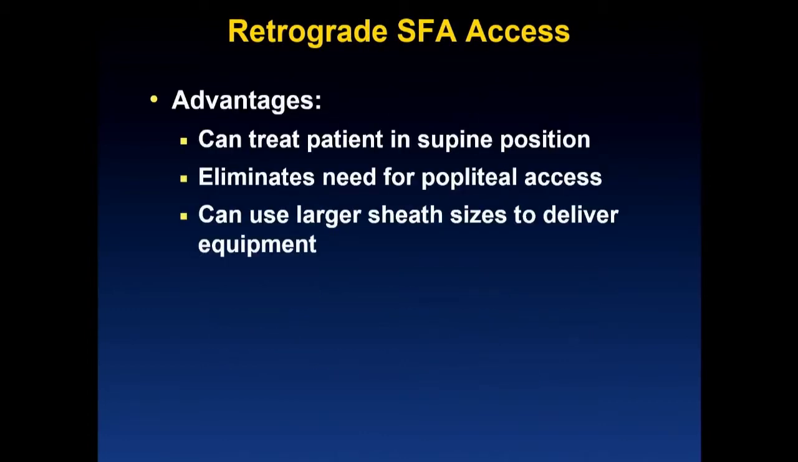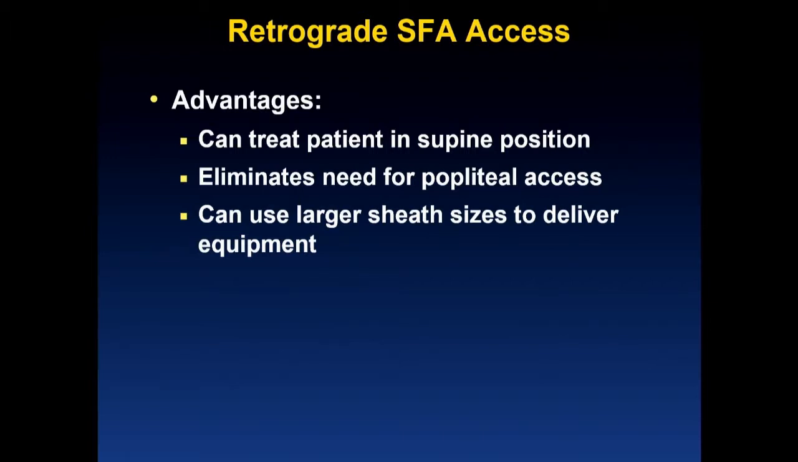So retrograde access has some significant advantages via the SFA. The first is that you can treat the patient pretty easily in the supine position. There's not a need to turn them prone the way you often do with popliteal access. In fact, it eliminates the need for popliteal access in carefully selected cases, and I think also does have the advantage of being able to use larger sheath sizes to deliver equipment.